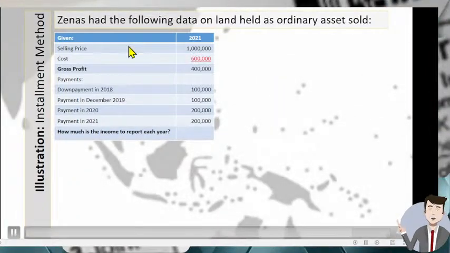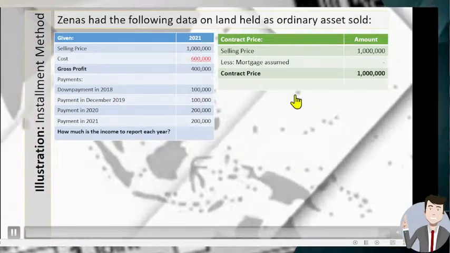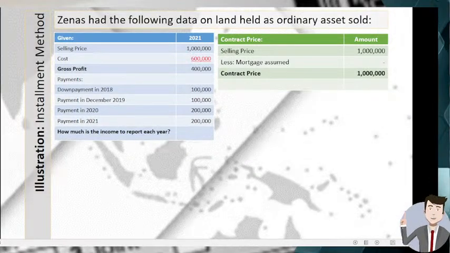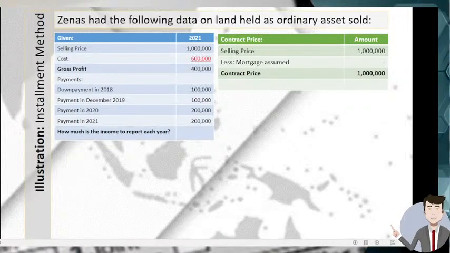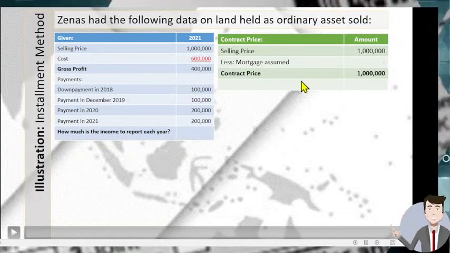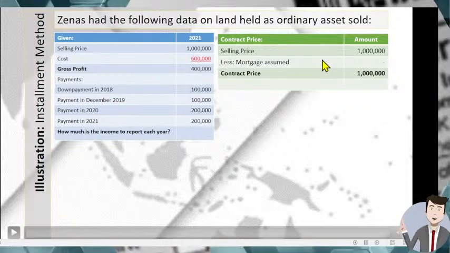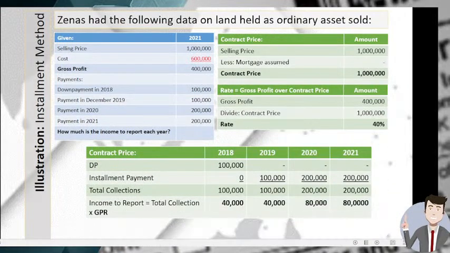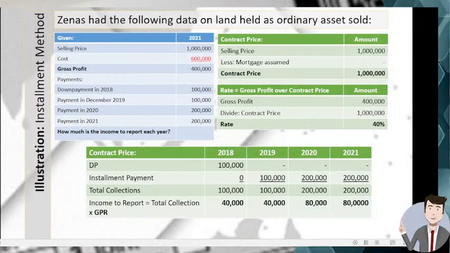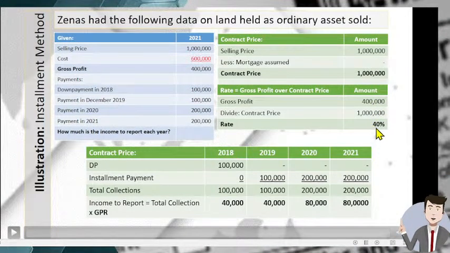So using the installment method, first we have to identify the contract price in our case. There is no mortgage assumed as provided by the problem. So obviously, the contract price would be equivalent to the selling price since there is no mortgage assumed by the buyer. Next, let's compute the gross profit rate. The gross profit of 400,000 divided by the contract price, which is earlier computed, 1 million, gives us a rate of 40%.